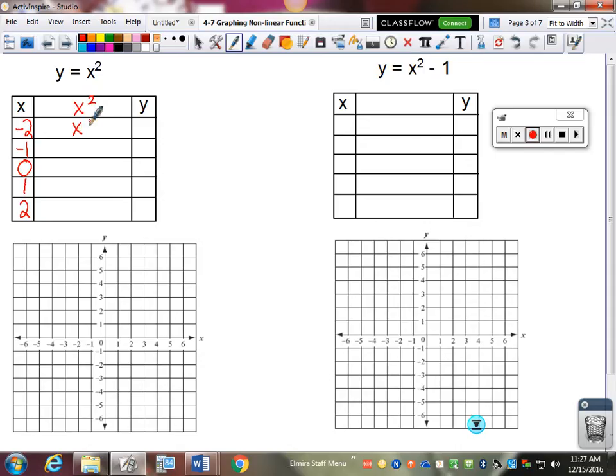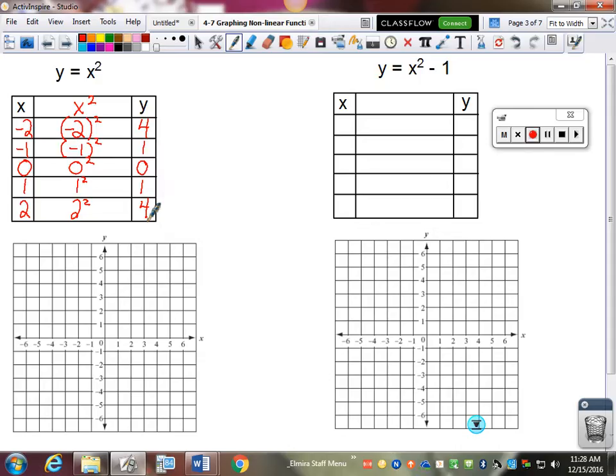X squared. Okay. Now, the first one I'm subbing in, -2. Negatives need parentheses when they have an exponent. Now, positives don't need parentheses, but it's not wrong if you want to maintain the habit of putting parentheses. So -2 squared would be +4. Negative 1 squared would be 1, 0, 1, and 4.